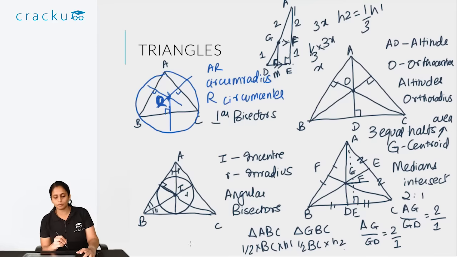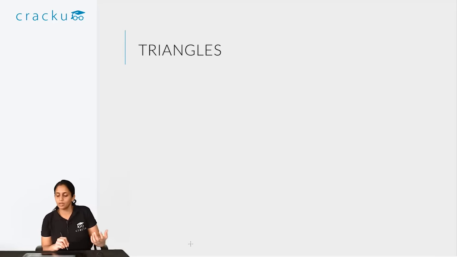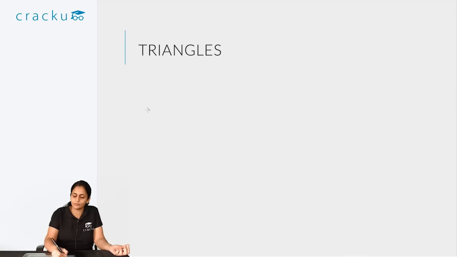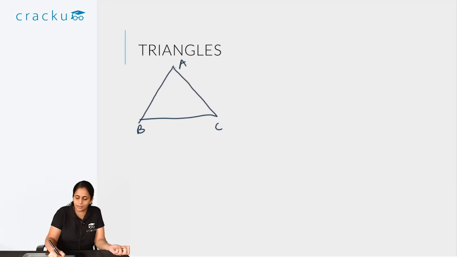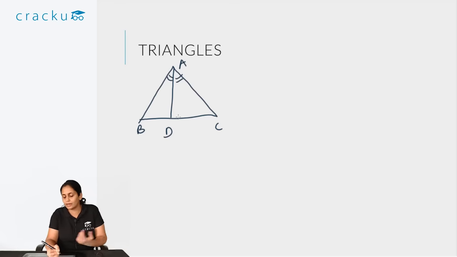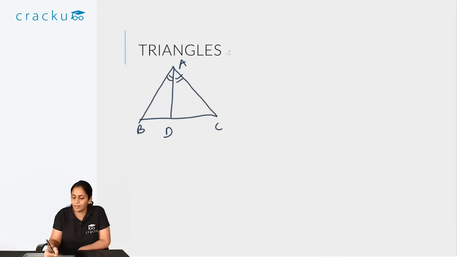Now that you know these components, let's go on to two more theorems, two more concepts which are central to solving questions on triangles. First is the internal angle bisector theorem. This is not very often used, but whenever you see that something is an angle bisector, you should remember this theorem. So this says that if AD is the angle bisector of angle A, then the internal angle bisector of A will divide the opposite side in the same ratio as the enclosing two sides.